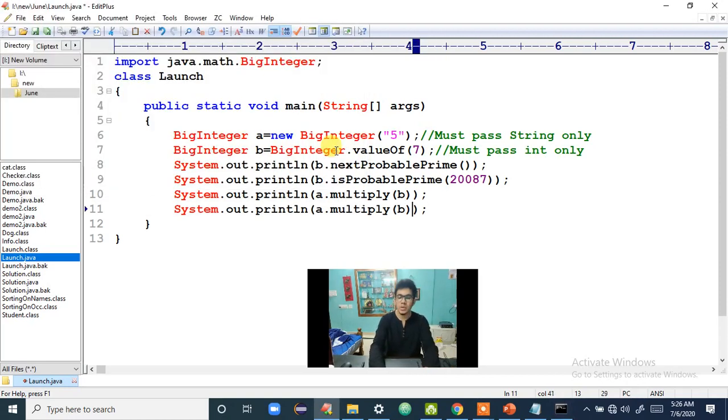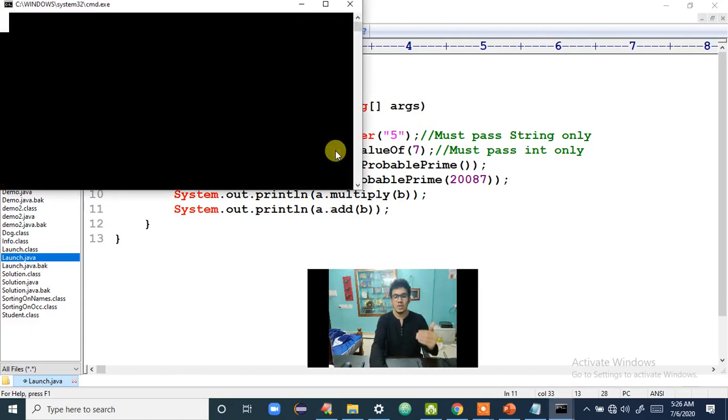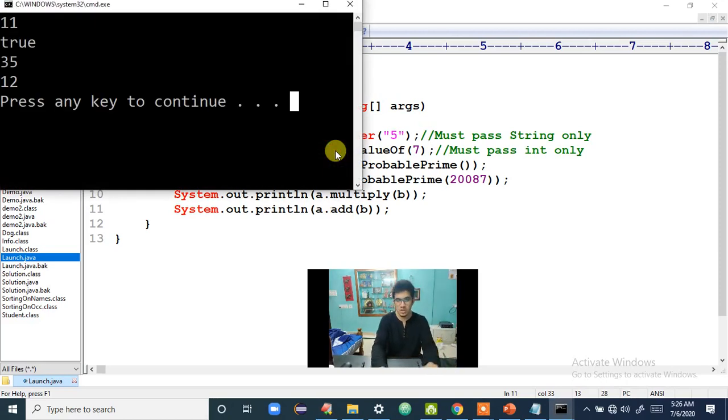Next I want to do addition. If I want to do addition, what is the method name here? The method name is not addition, the method name is add. If I write add, what is 5 plus 7? I will be adding 5 and 7. So 5 plus 7 will be 12, right? It is 12. So we have got the output.